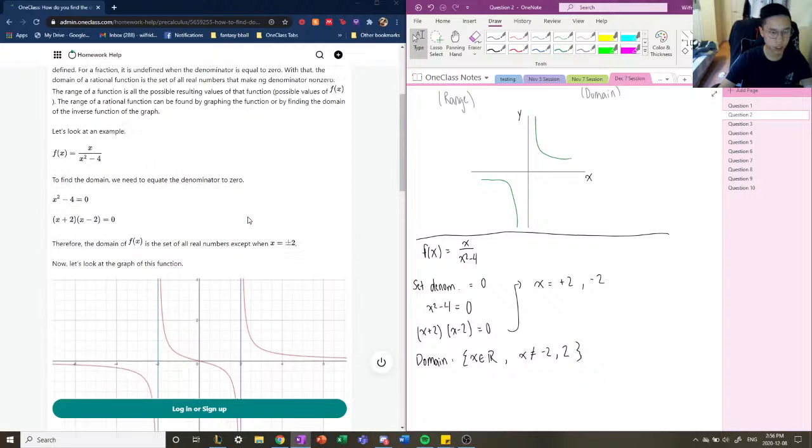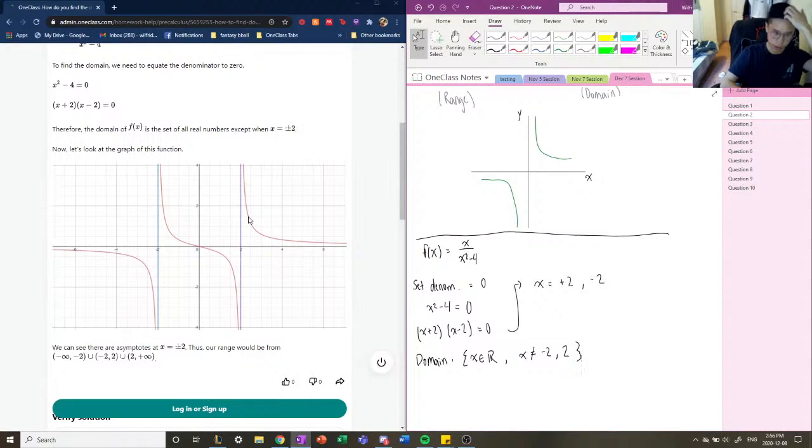Okay, so the range, we're going to do the range too here. So to find the range, we're going to do the inverse function here. So we're going to switch x and y. So x equals y squared minus 4. I'm looking at this already, and this is going to be a mess to actually isolate for y.